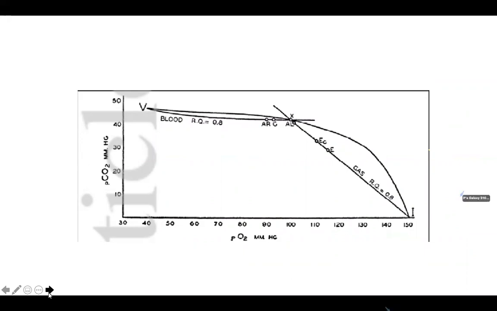So this ratio again indicates VQ mismatch. Based on the condition of the lung, we see an O2-CO2 diagram. When we depict an O2-CO2 diagram, it is to depict the difference between alveolar and arterial PO2.